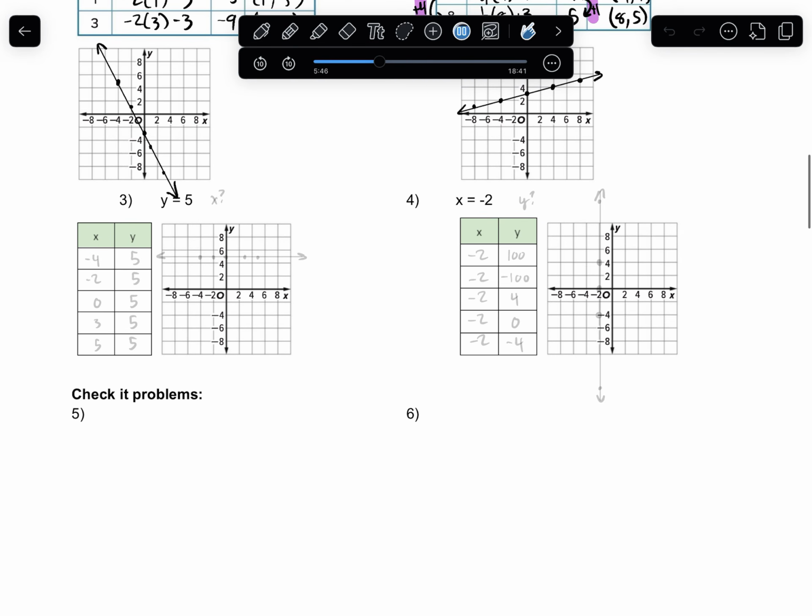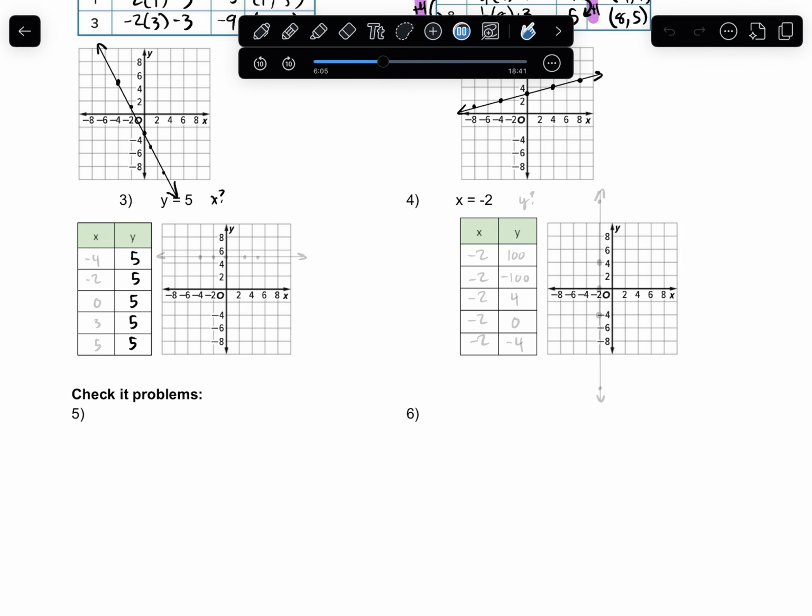Alright, well, what if you're given y equals 5? Where is the x? I don't see an x. So here's what we do. It doesn't really matter what our x value is. It's just that we know that all the y's that we have are going to be 5.